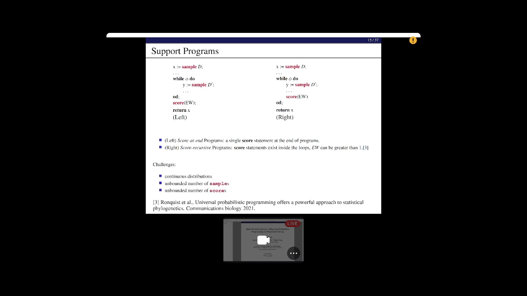We find that there exist continuous distributions, continuous observations, and there are unbounded numbers of samples and scores due to the fact that the programs are all loopy, which makes deriving bounds difficult. Therefore, the integrability issue of score-recursive programs is essential. We also find that some examples in biology can be transformed into score-recursive programs.